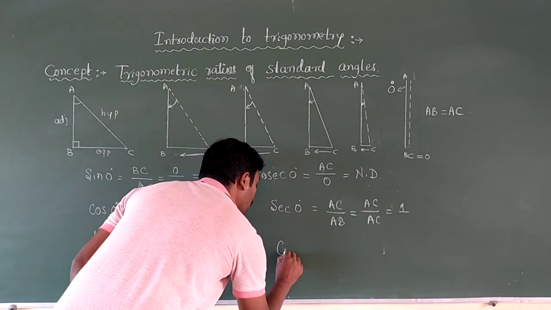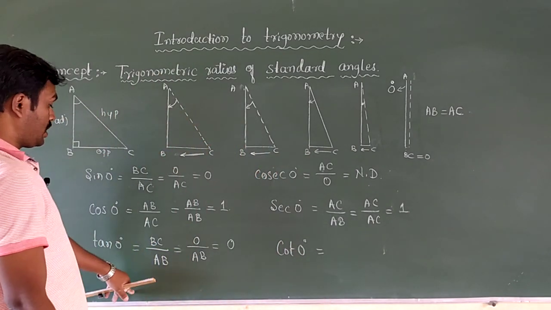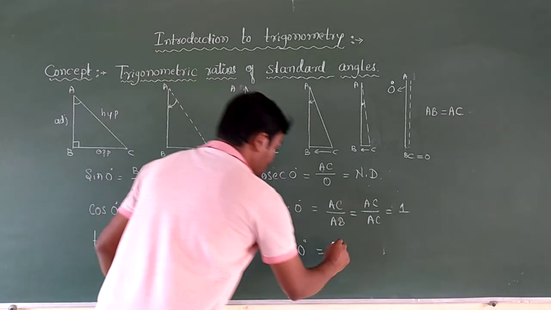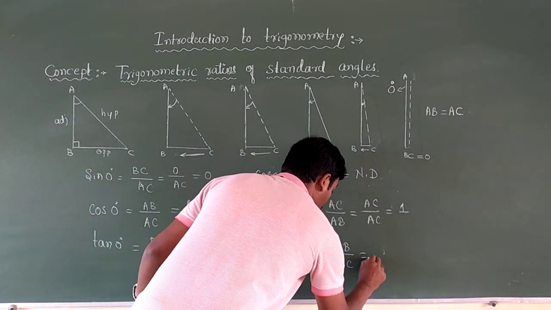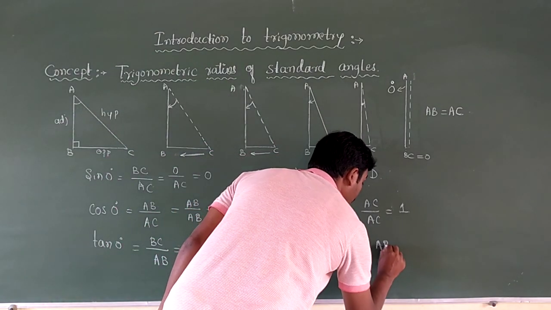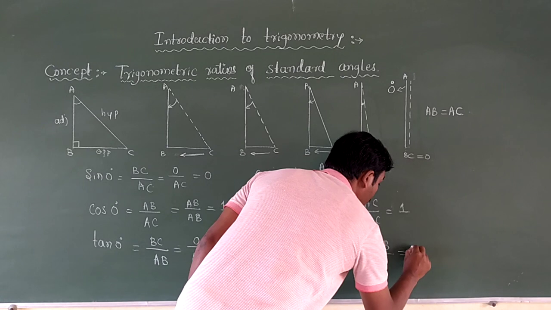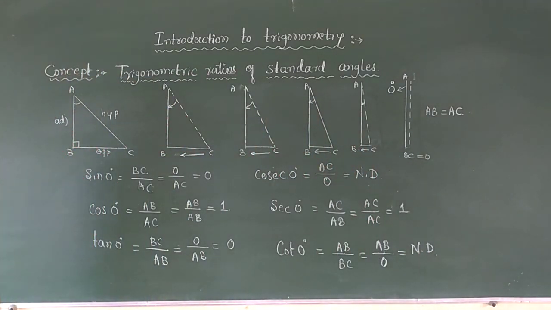Next, cot 0. Cot 0 degree is the reciprocal of tan, that is AB by BC. So AB by BC is what here? AB by 0. This is also not defined, children.